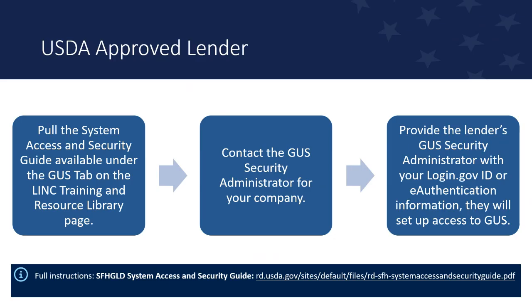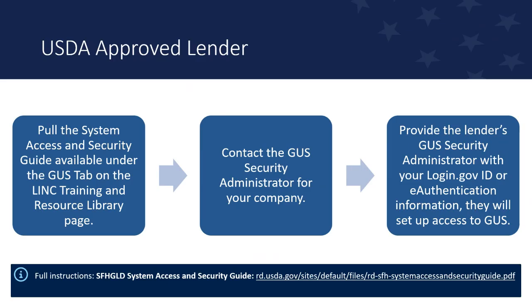If you don't have a role assigned, then you will receive the no role or no access message. If you receive the no role or no access error message, you will send your Login.gov email address to the security administrator for your company. If you have an existing role in the system with an old e-authentication ID, you will use that information rather than your Login.gov email to be added to GUS.